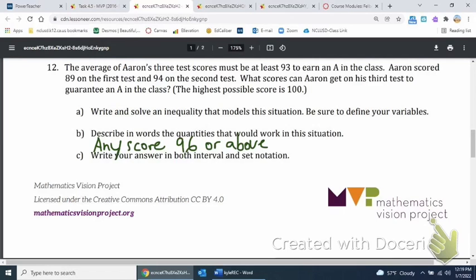So a lot of you guys have asked me before, like, what do I have to get on this test? Like, what do I have to get to keep an A in the class or something? You could actually make an inequality that would tell you that. You would take all your test scores, add them up, and then put a plus X for the last one, divide by how many there are, and then make sure it's greater than or equal to 90, which would be an A. So this is stuff that you could actually use.